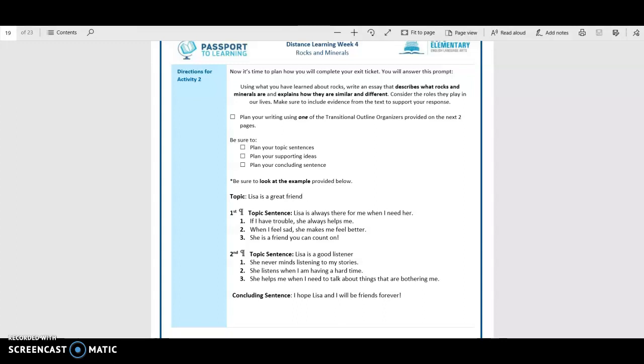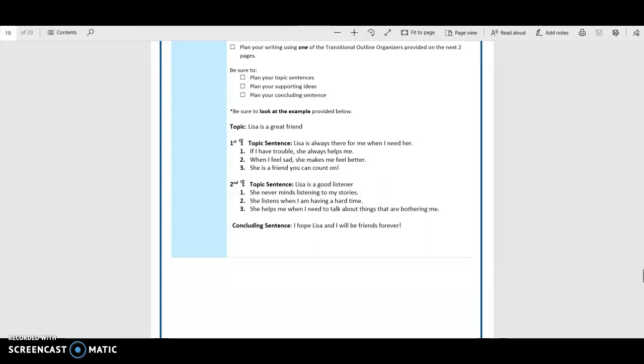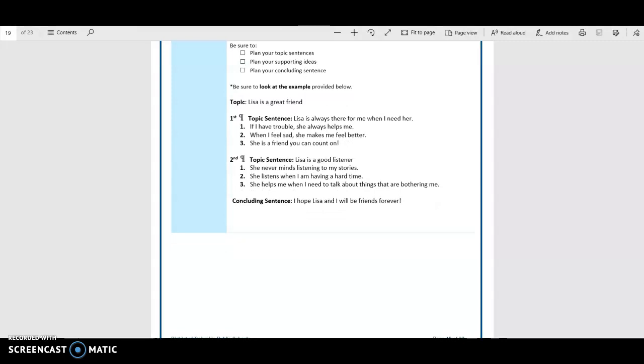Plan your writing using one of the transitional outline organizers provided on the next 2 pages. Be sure to plan your topic sentences, plan your supporting ideas, and plan your concluding sentence, which is a sentence at the end that wraps up each paragraph or wraps up the entire essay. Be sure to look at the example provided below. Here's the example, like before.